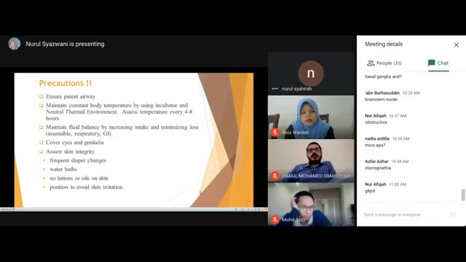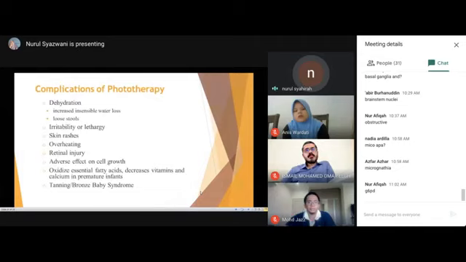Okay, this one is the complications of phototherapy. The baby might have dehydration because there's increased water loss. Baby may have loose stool, and may have irritability or lethargy, skin rashes, overheating, retinal injury, adverse effect on cell growth, oxidation of essential fatty acids, decreased vitamin and calcium in premature babies, and that one, tanned or bronze baby syndrome that was discussed before.